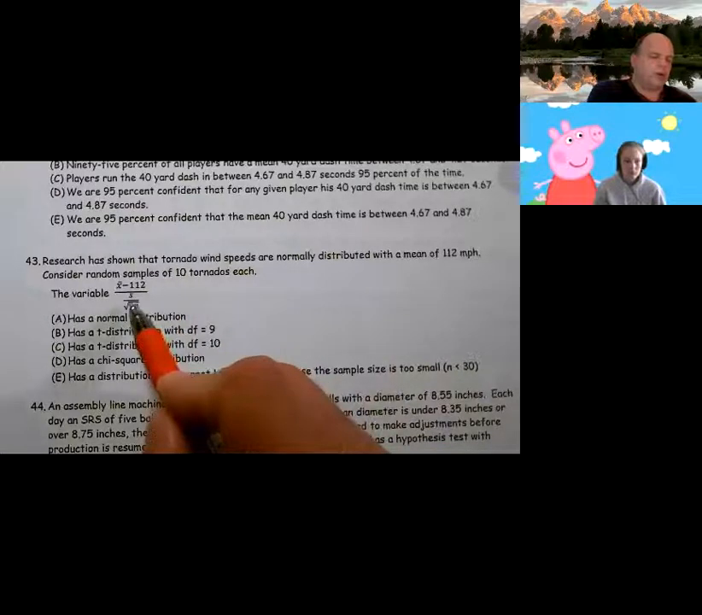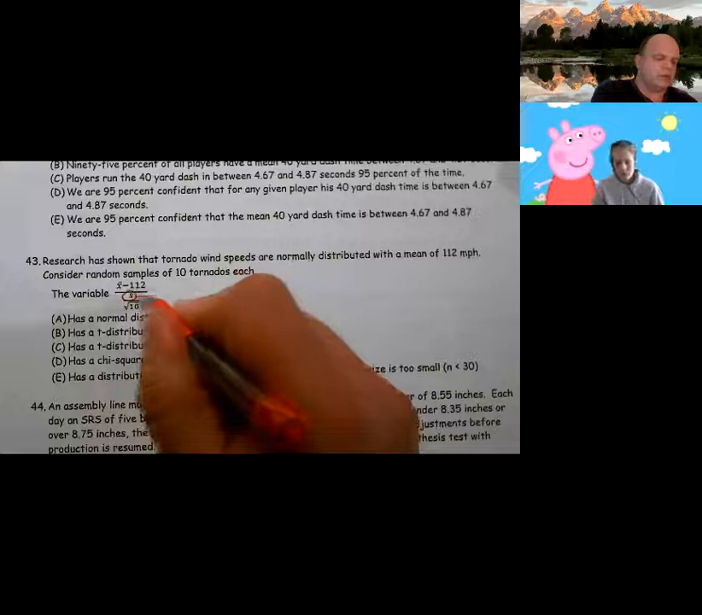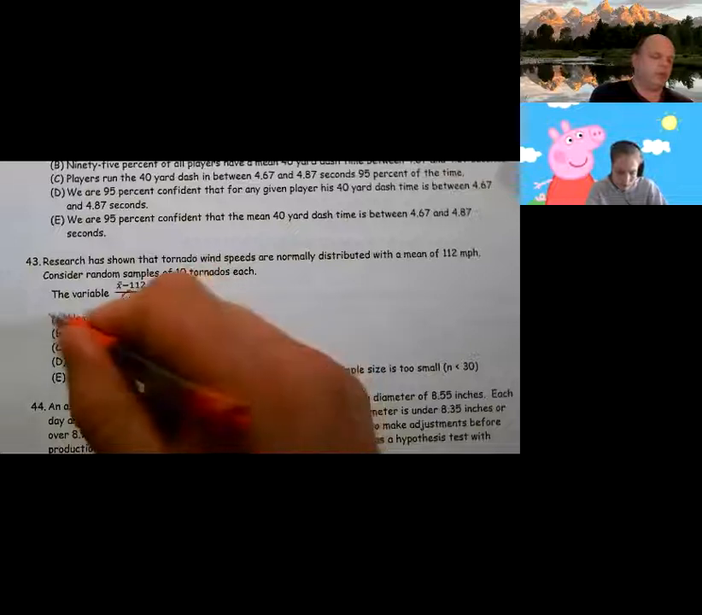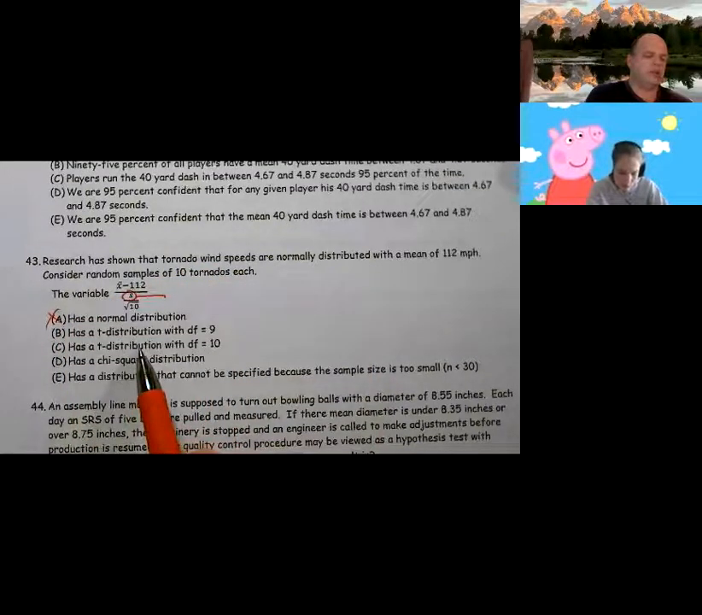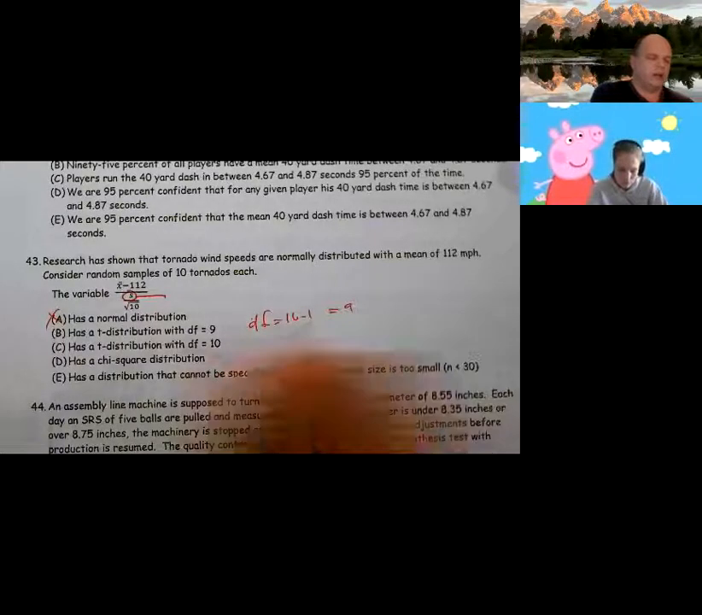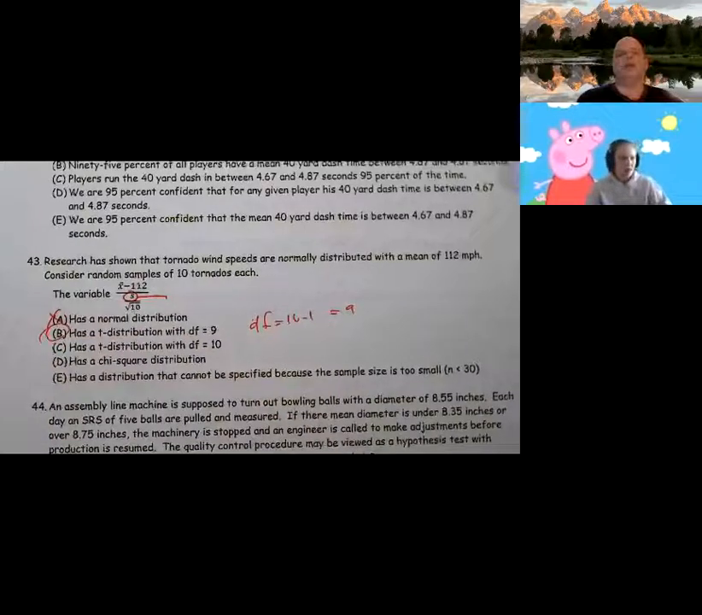This is number 43. Research has shown that tornado wind speeds are normally distributed with a mean of 112. Consider random samples of 10 tornadoes each. All right, so we have an s. The fact that this is an s means it's not a normal distribution, so it has a t distribution. Degrees of freedom is 10 minus 1, which is 9. So that's letter B.